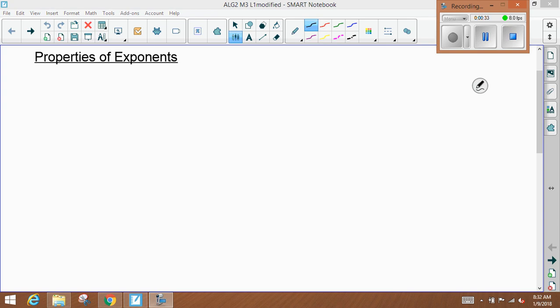So I'm just going to go ahead and write down some properties of exponents for you right away, and then we're going to use it. So here we go.